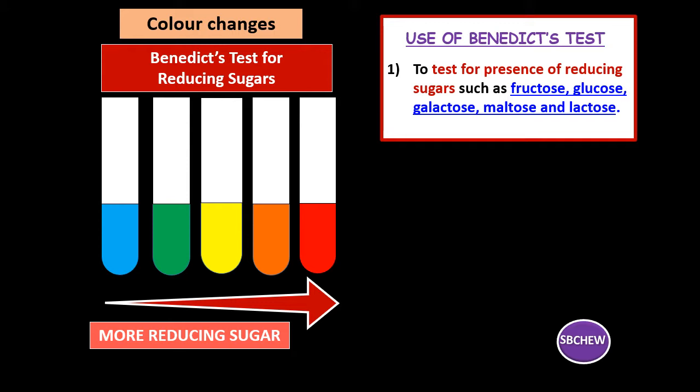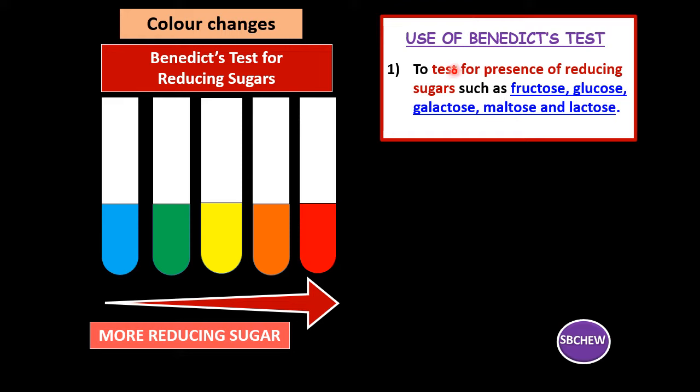Now, these are some of the color changes that you may see when you carry out the Benedict's test for reducing sugars. As you're heating the mixture containing the Benedict's solution and the food sample, it will change color from blue to green to yellow, then to orange, and finally to brick red, to form a brick red precipitate. Even if it is a yellow or orange color, it means that there's some reducing sugar present, maybe not a lot.